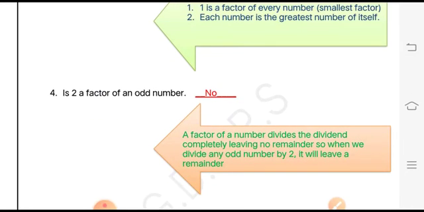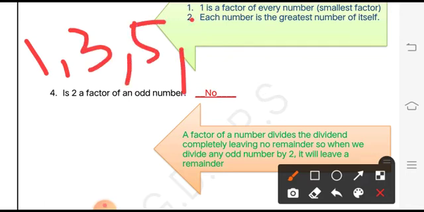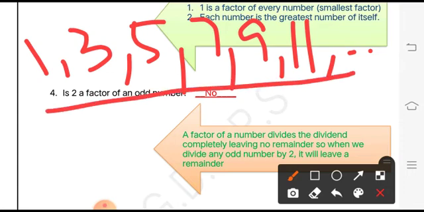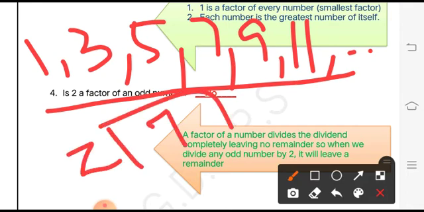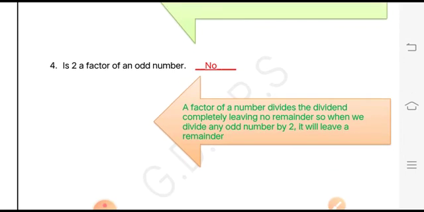And the last question of this exercise is: is 2 a factor of an odd number? We know odd numbers are 1, 3, 5, 7, 9, 11 and so on. And we can observe here that none of these numbers exist in the table of 2. That means 2 does not divide any of these numbers exactly. If you divide any of these numbers by 2, you'll always get a non-zero remainder, you'll always get remainder 1. That means 2 is not a factor of any odd number. That is why we write no here.